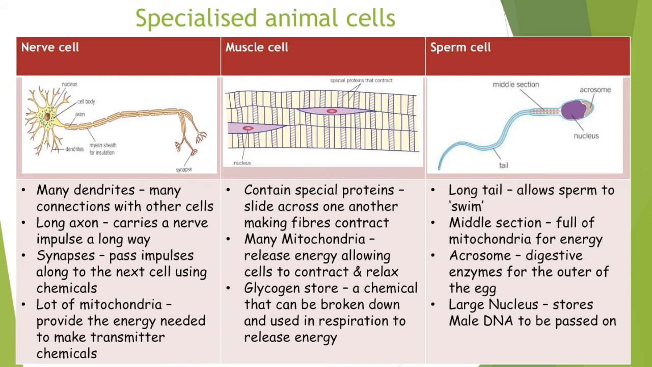Sperm have long tails which whip from side to side, which help them to move to the female reproductive system. They also have a middle section, and this is full of mitochondria. This transfers energy that's needed for the tail to do its work.